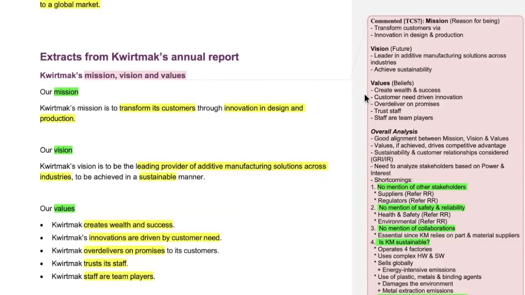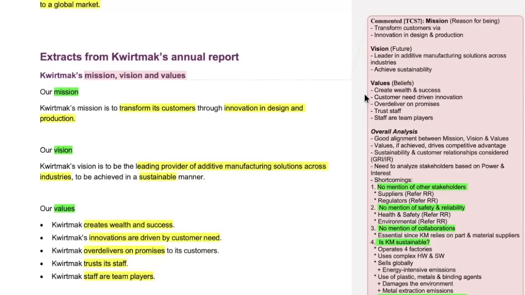We try to create wealth and success. So this indicates the fact that we are interested in fulfilling the needs of our shareholders, not just our shareholders, because if we end up transforming our customers, definitely they will create wealth for themselves and they will succeed within their own industry. So this first value is tied to satisfying our shareholders as well as our customers. So that's a good thing to believe in.